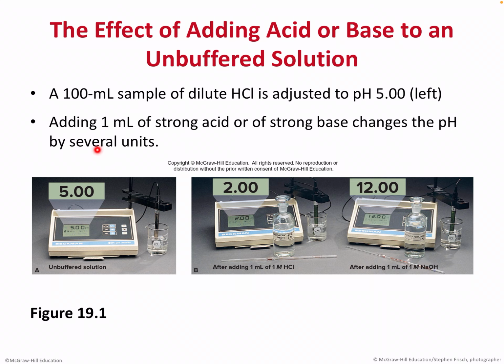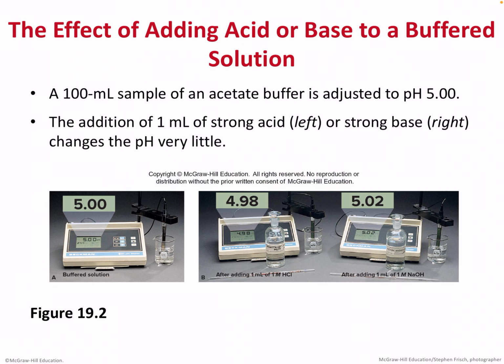So it changes by several units. Obviously, this is not a buffer. It's just a pH 5 acid. Now let's say you have a buffer system that we have adjusted to pH 5. Let's say it's an acetate buffer, a 100 milliliter sample of acetate buffer adjusted to pH 5.